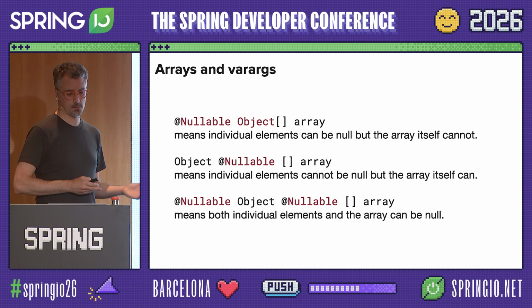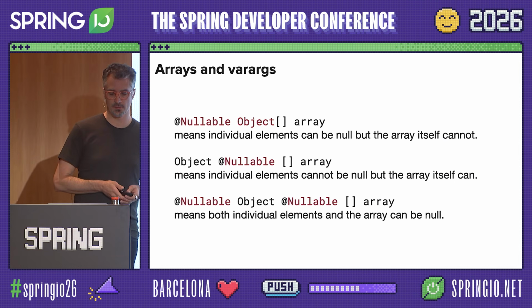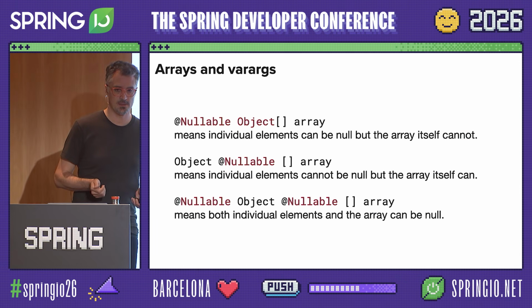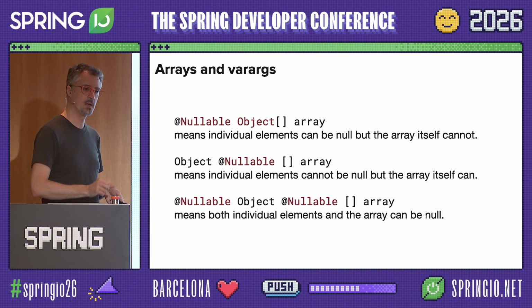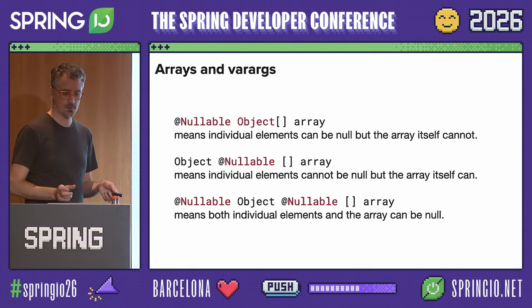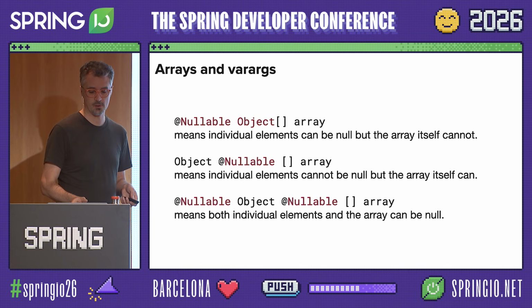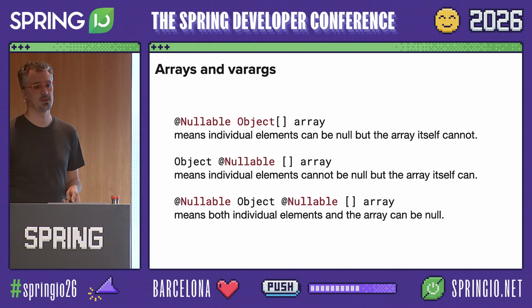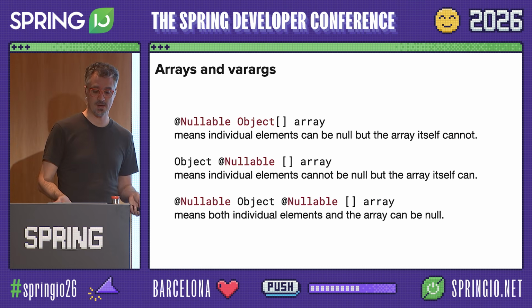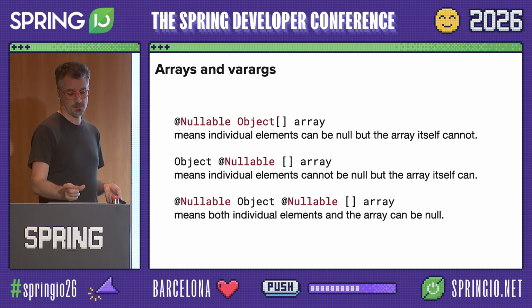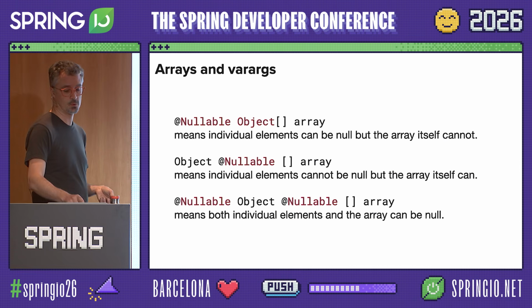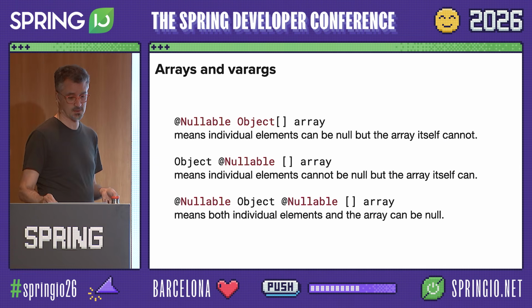Arrays and varargs. So we are going to learn a bit more syntax. Basically, the JSpecify @Nullable annotation is only targeting type use, and those type use annotations have specific syntax to differentiate whether the annotation annotates the element type or the array itself. With JSpecify, when you want to say that the individual elements of the array are nullable but not the array itself, you use this @Nullable Object[] syntax.